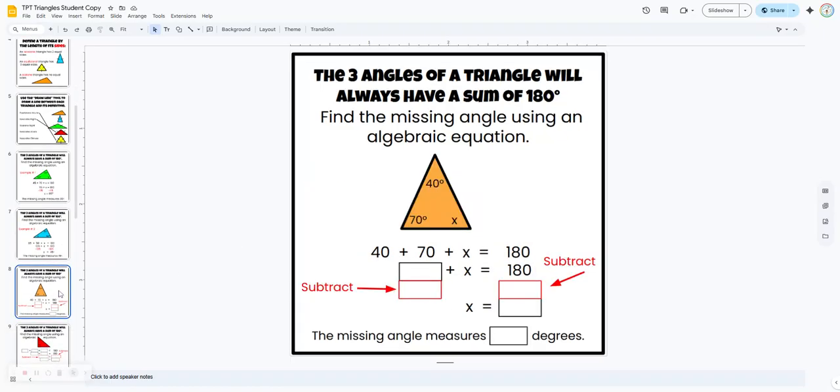Now, starting on slide 8, students are going to be typing in the text boxes to solve the algebra. So here, this one, the equation's already set up for them. 40 plus 70 plus x. They're going to add 40 and 70, and they get 110. So they're going to type that in. And they're going to subtract next. They're going to subtract 110 from both sides. And you can see that what they're subtracting is in red. And then they solve for x. So they get an angle of 70 degrees.